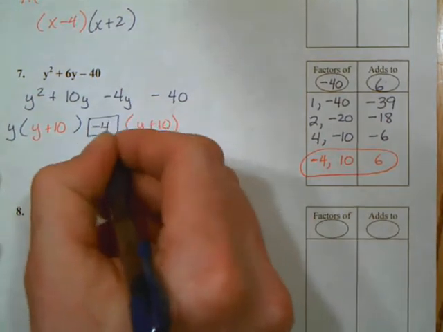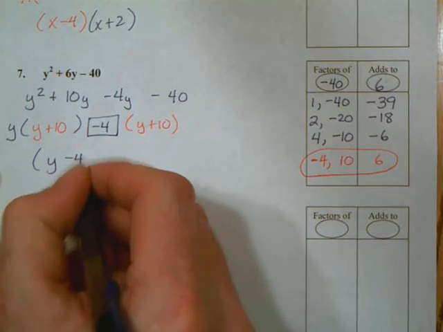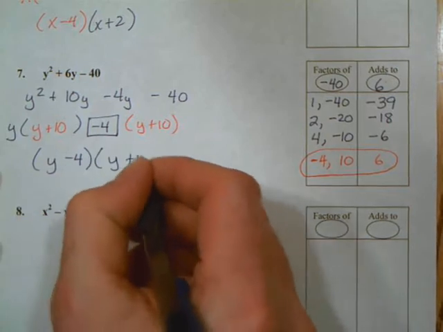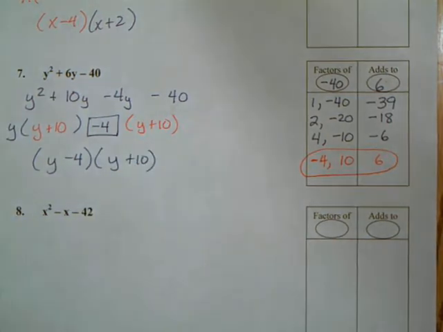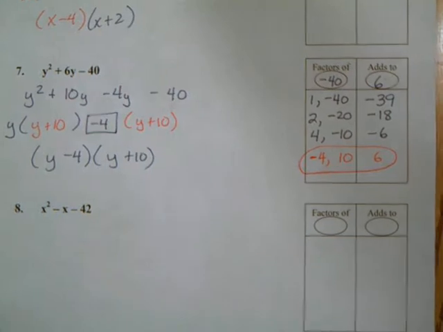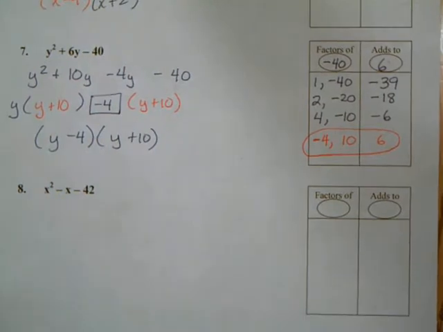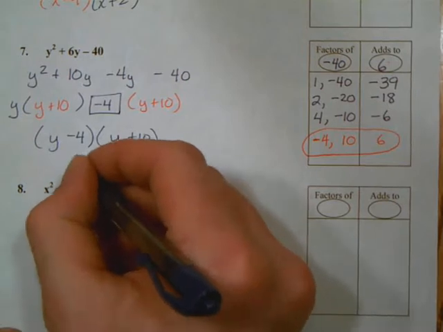That y plus 10 is going to go at the back again, and we're going to say negative 40 divided by 10 is what goes in our box. Well, that's a negative 4. So we have y minus 4 times y plus 10 as our answer. Now we move on to our last problem for the day.